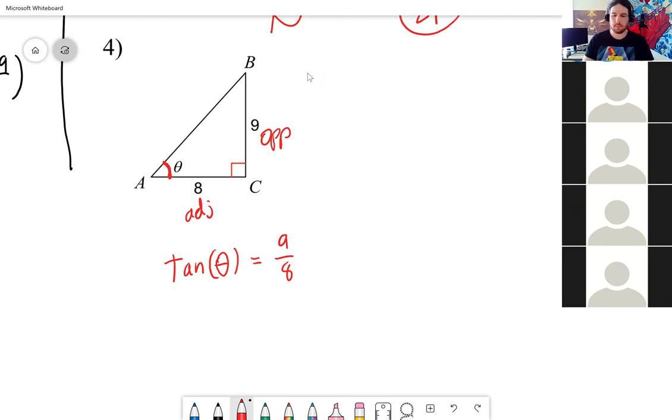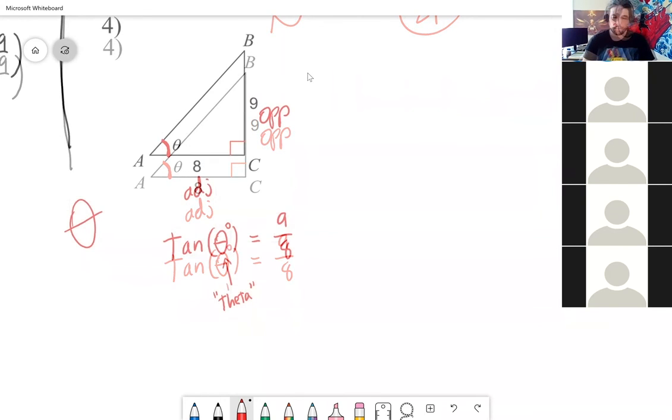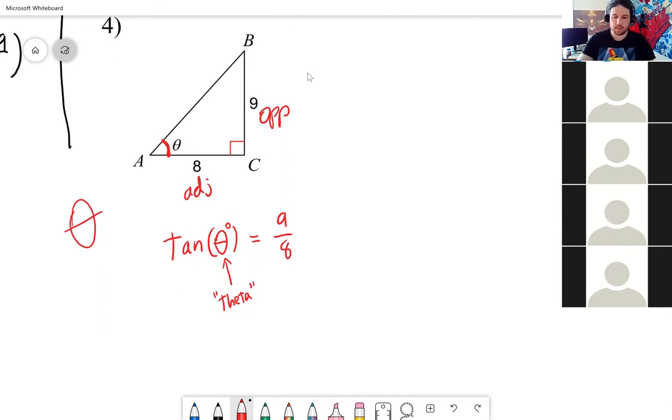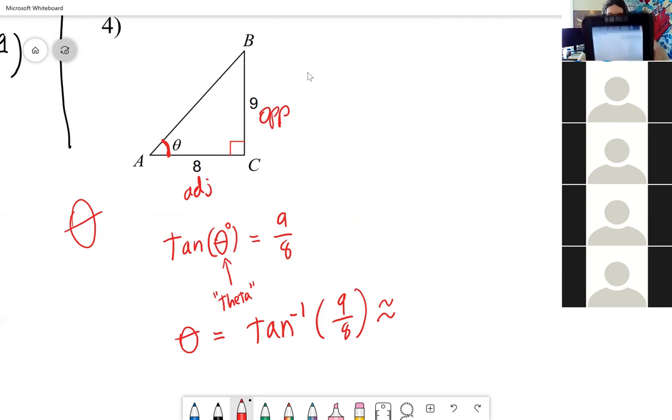So tangent, opposite over adjacent. So tangent of this theta. And then on the calculator, we use that horrible tangent -1 button of 9/8. Tangent -1, 9 divided by 8. I don't know if you can see that because I'm not full screen for you, but I got 48.37 degrees.